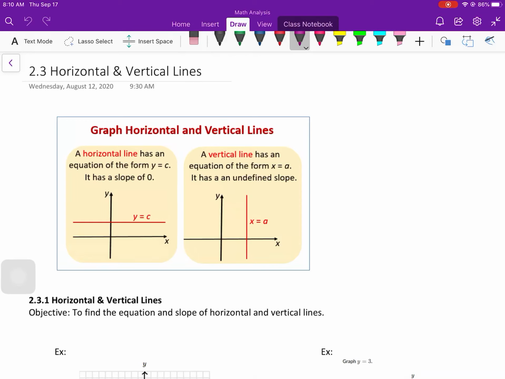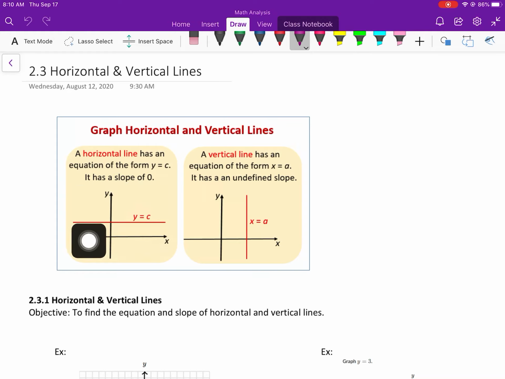Horizontal and vertical lines, these are two special cases of lines. So you have to remember that the things we'll learn here don't necessarily apply to all the lines you're going to see in the future. But this picture right here just covers all of the basics. So a horizontal line has an equation of the form y equals c, and its slope is 0.